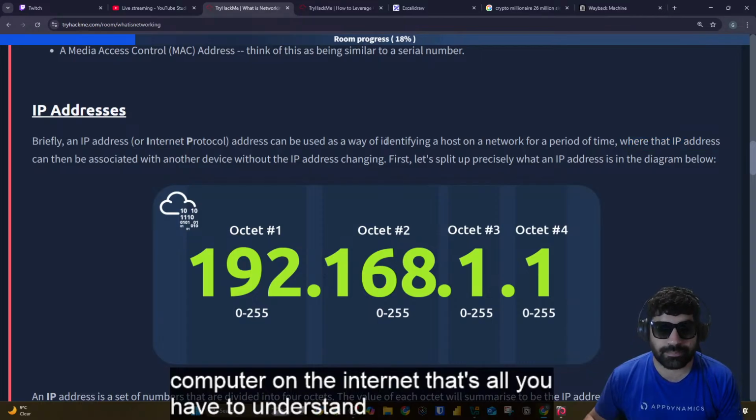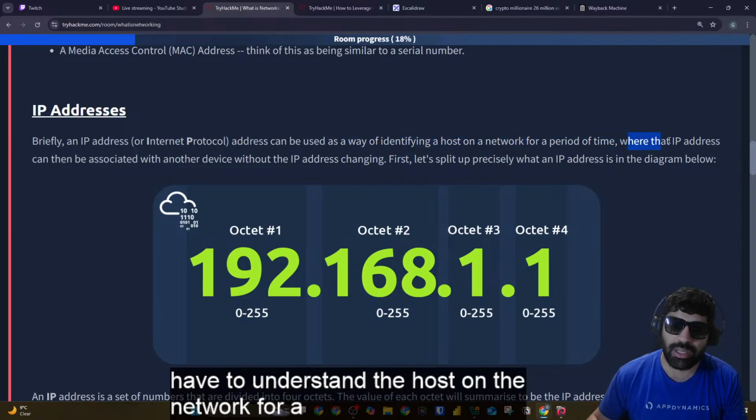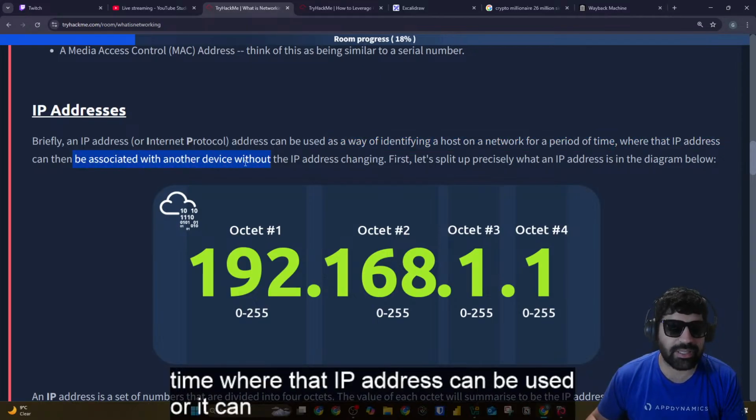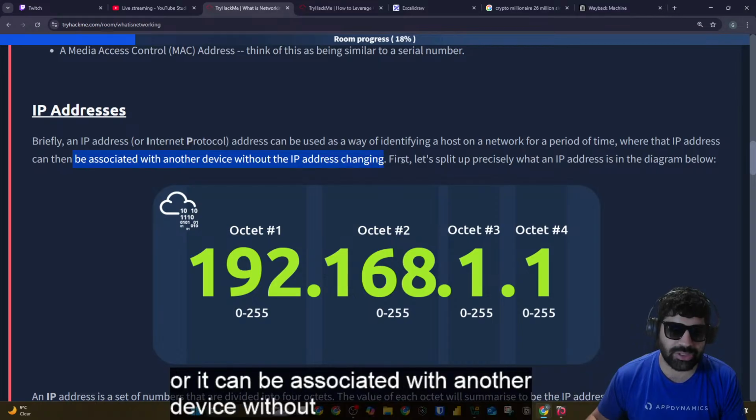It is a way of identifying a host on the network for a period of time, where that IP address can be associated with another device without the IP address changing.